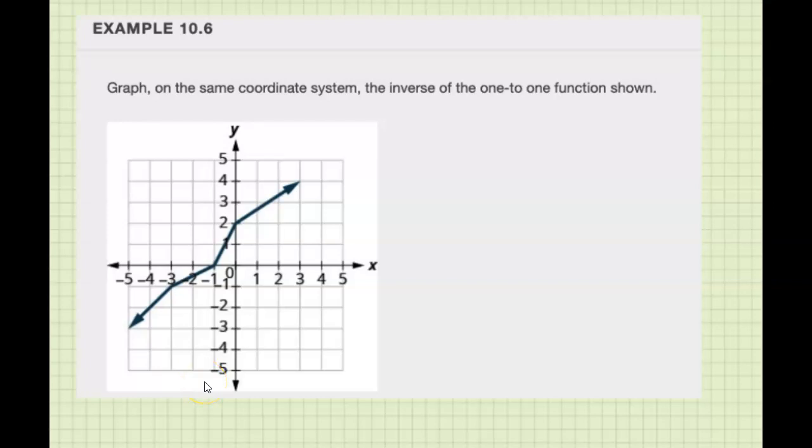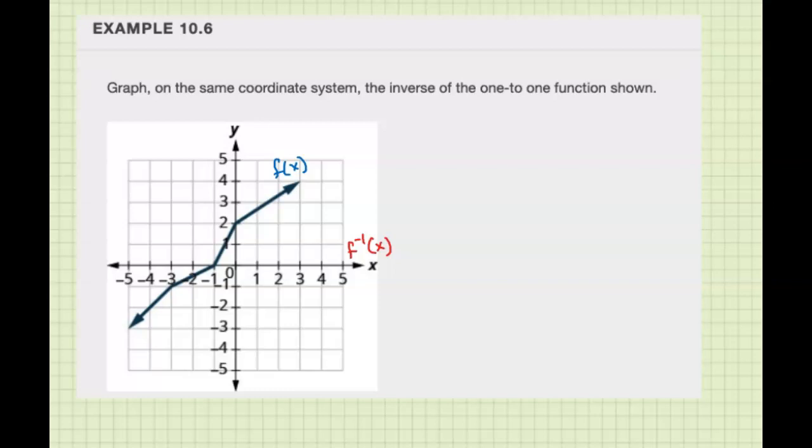Right, in this example, we're going to find the inverse graphically. So we're given a graph of a function. This graph right here is the function f of x, and we want to graph the inverse, which is called f minus 1 of x.